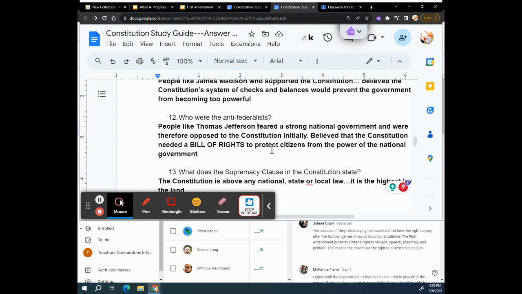These people who were holding out against the Constitution, once they got promised a Bill of Rights, so your freedom of speech, your right to bear arms, no quartering soldiers, unlawful search and seizure, all that stuff that's in the Bill of Rights today is meant to protect the citizens from the power of the national government.